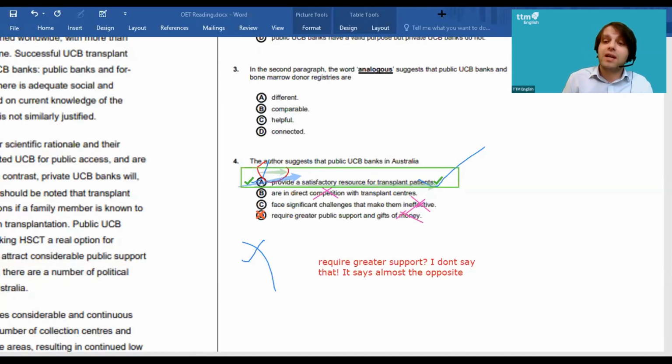I'll take a copy of this so you can have it on your study document. Now, obviously, we started later today, so we're just going to do a very short speak.